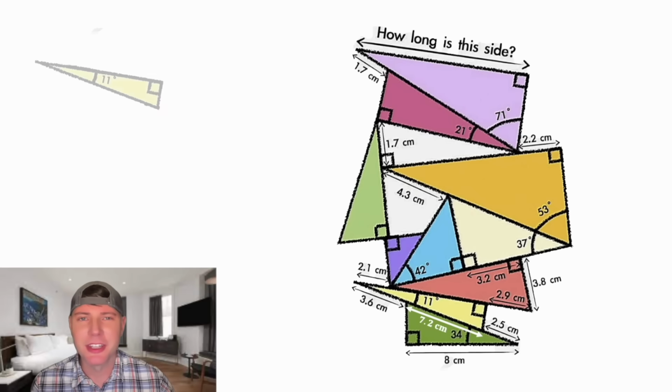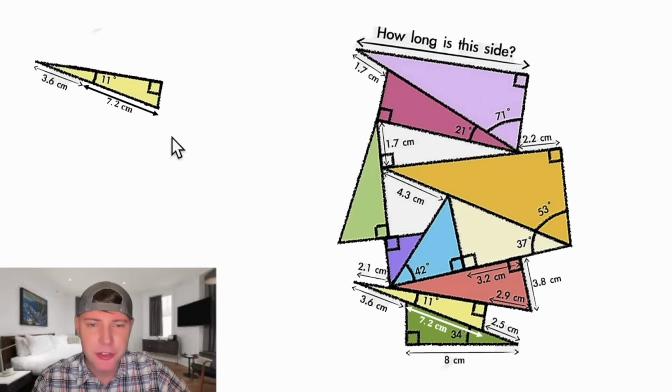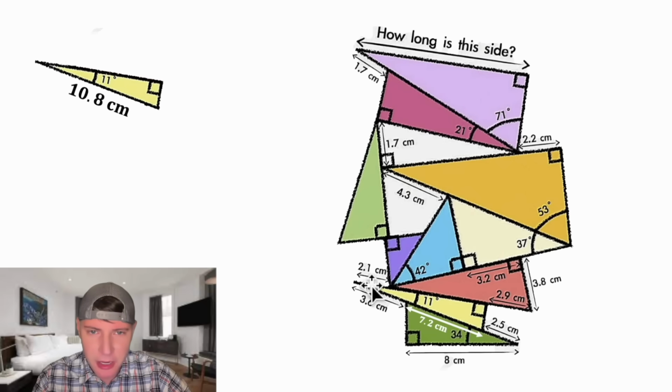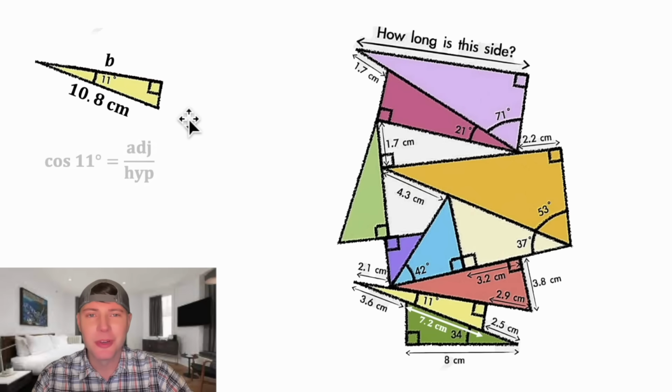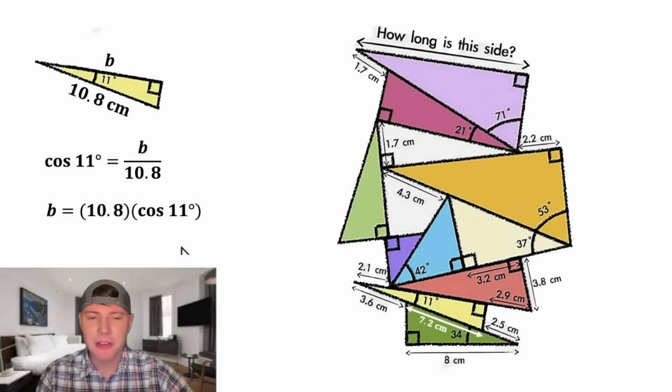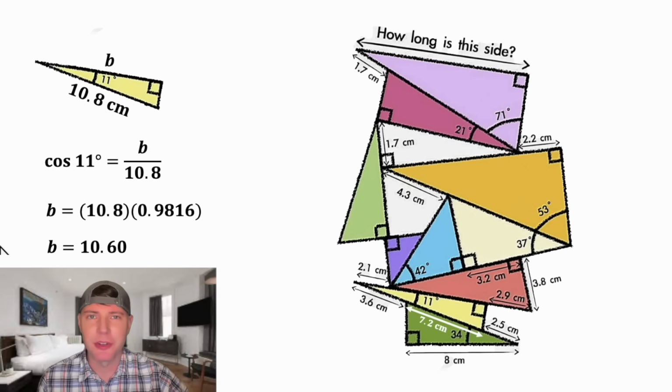And now we can move on to the yellow triangle. The hypotenuse of this triangle is made up of the 3.6 centimeters and the 7.2 centimeters. And after we add these together, it's 10.8 centimeters. And we don't know this adjacent side, let's call it little b. So once again, cosine of this 11 degrees is adjacent over hypotenuse. The adjacent is the b and the hypotenuse is 10.8. We can cross multiply, find the value of cosine 11, and then we end up with b is equal to 10.6. Let's update this b right here.